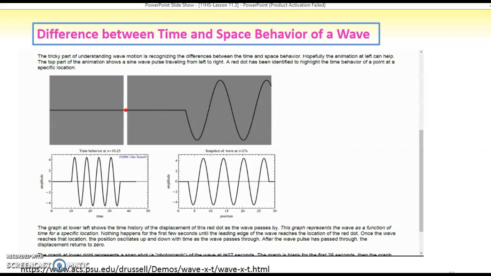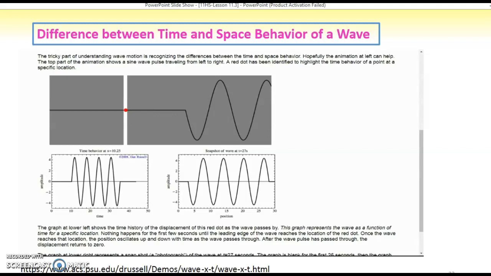A red dot has been identified to highlight the time behavior of a point at a specific location. Below are two graphs, one that studies the variation of amplitude as a function of time, and the other studies the variation of the amplitude as a function of position.